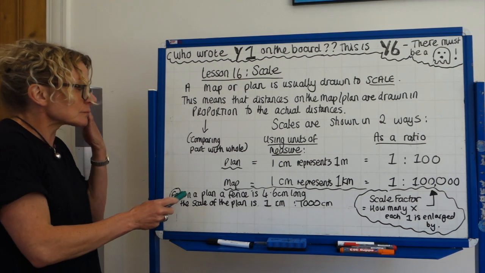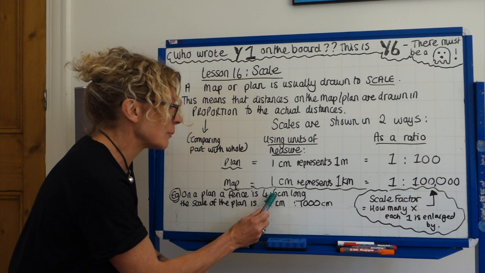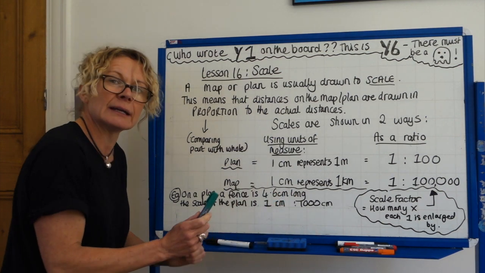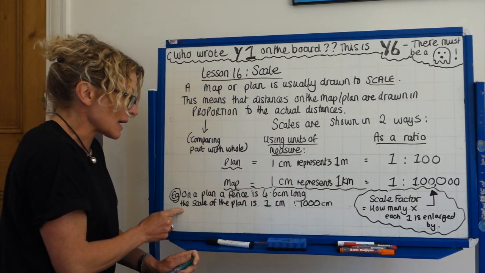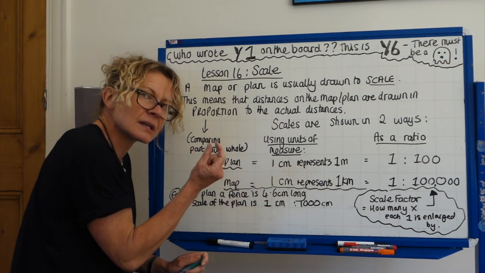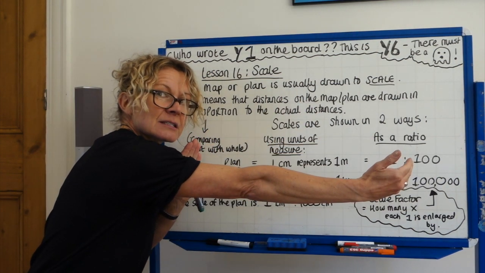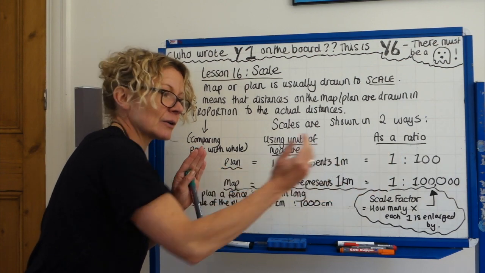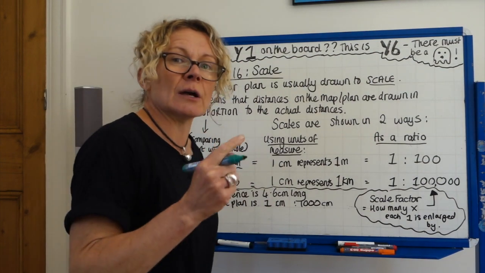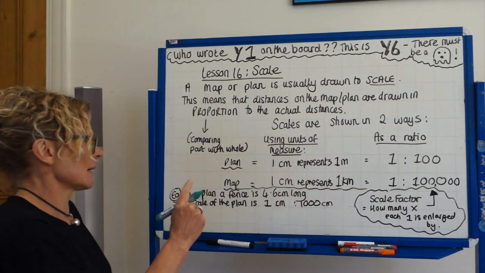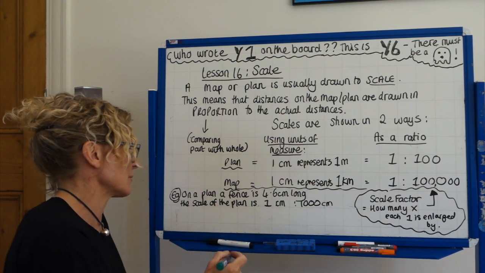Here's an example. On a plan, a fence is 4.6 centimetres long, okay? So it's just small, 4.6 centimetres long, okay? The scale of the plan is for every 1 centimetre on that plan, there are 1,000 centimetres in real life. Okay, so that gardener is going to want to know how much fencing to buy. So we're going to work out how much he needs to buy. So this is like real life maths, really.